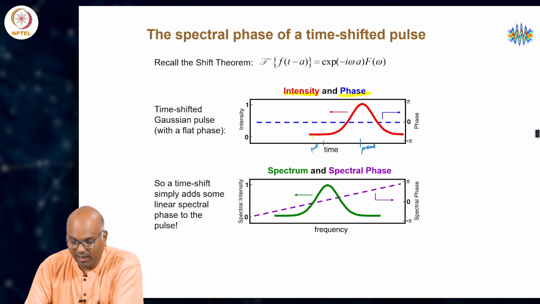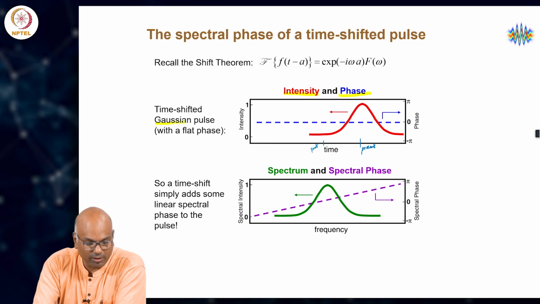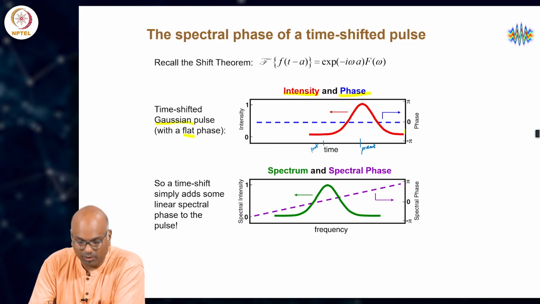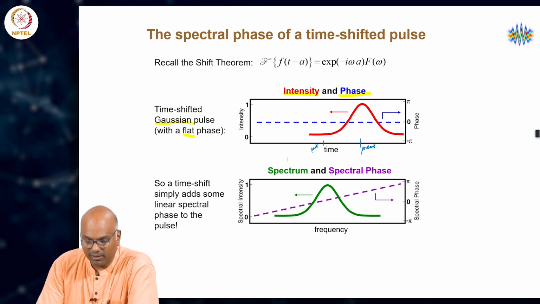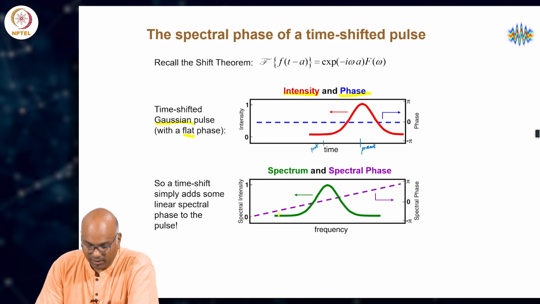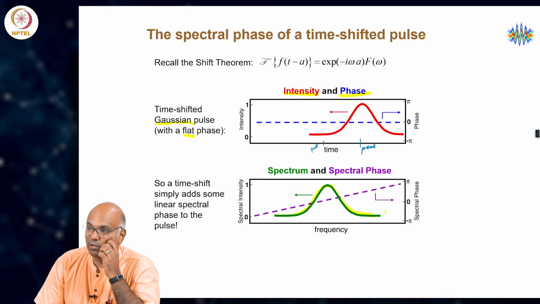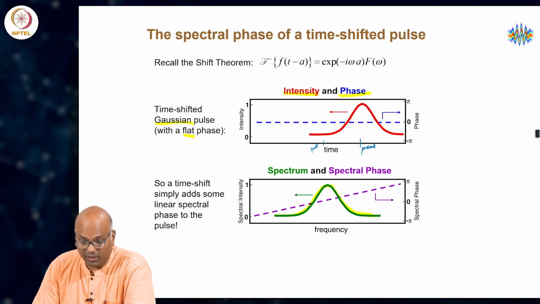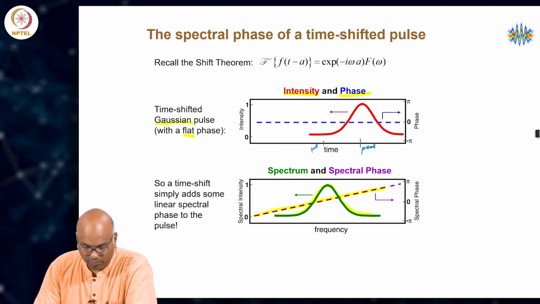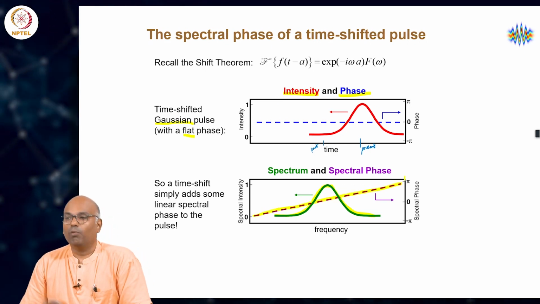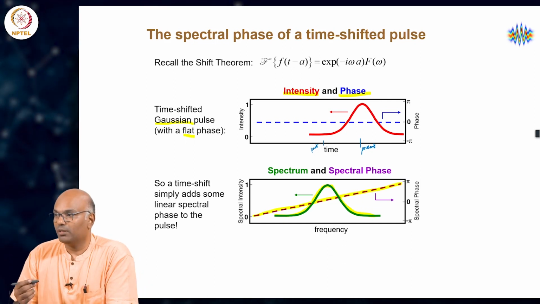So, basically have this, but then what if it is a nice Gaussian pulse with a flat phase, constant all over in time? In the frequency domain, this act of shifting in the time domain, of course, for the case of a Gaussian pulse, retains the Gaussian form, owing to the special Fourier transform property of Gaussian functions, but it simply adds some linear spectral phase to this pulse. Why am I saying that? Why am I saying that it adds a linear spectral phase?